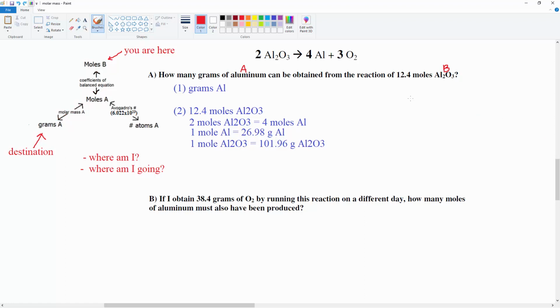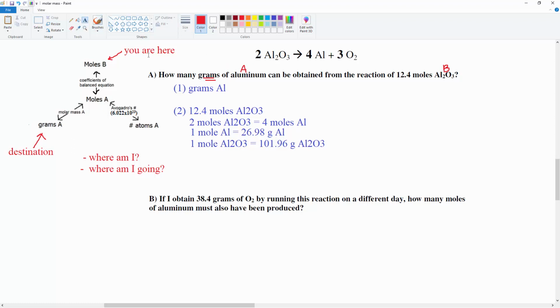Zach has a really good question, but I'm going to get to it in a couple of minutes, okay? Briefly, he says, how would you know aluminum should be A and aluminum oxide should be B? Actually, it doesn't matter, but I've only got grams of A here. So since this was grams, I said, let's make that A.